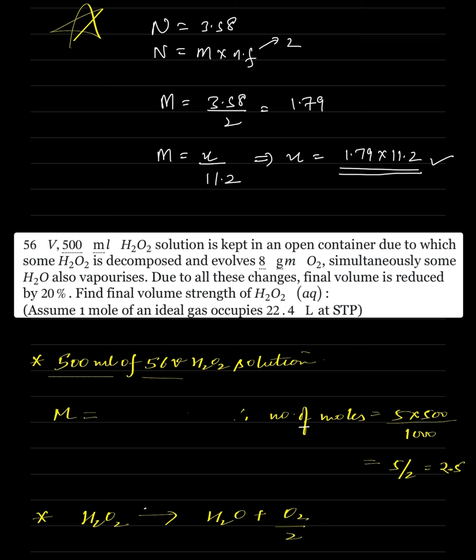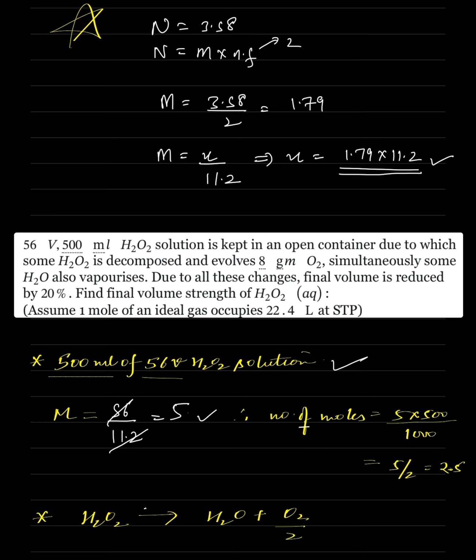Okay, so let's solve it. Now we are given 500 ml of 56 volume strength H2O2 solution. Since 56V is the volume strength, what is the molarity? Molarity will be 56 divided by 11.2. If you solve it, it will come out to be 5. So the solution molarity is 5, right?